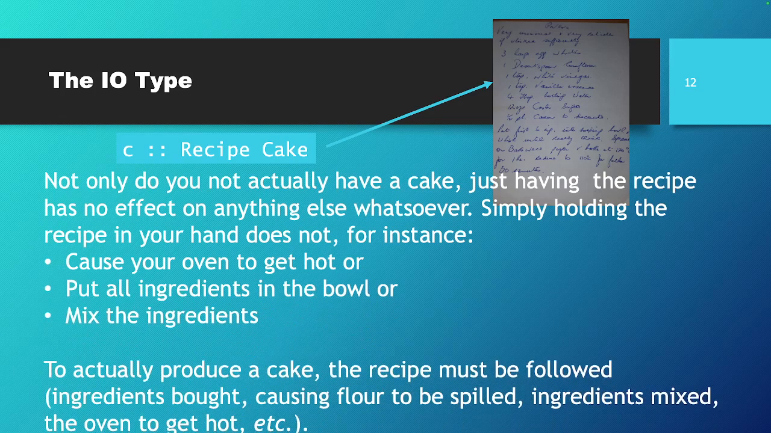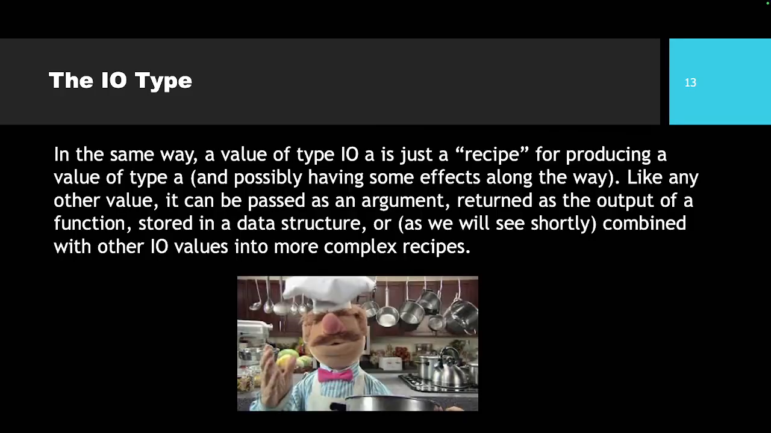So to actually produce a cake, the recipe must be followed, ingredients bought, the whole lot, and the oven to get hot. In the same way, a value of type IO A is just a recipe for producing a value of type A, and it may have some effects on the way. Like any other value, it can be passed as an argument, returned as the output of a function, stored in a data structure, or combined with other IO values into more complex recipes.